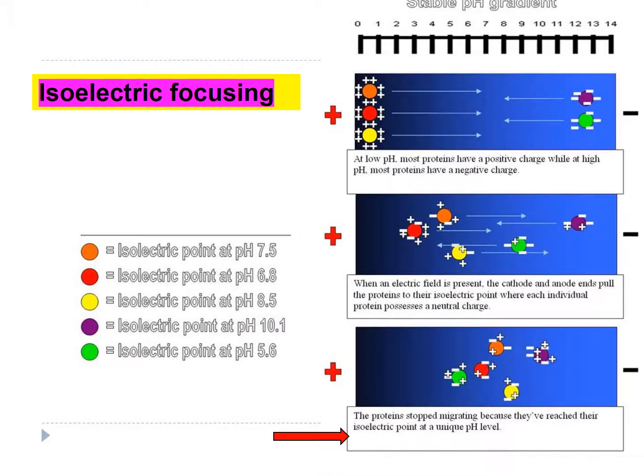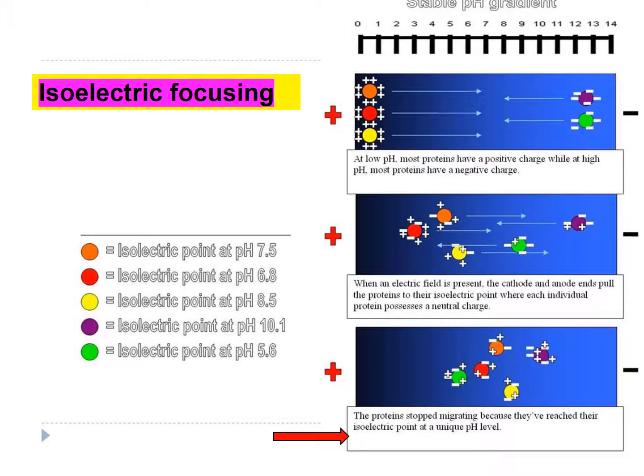So here's isoelectric focusing, looking at these 5 different proteins in color, and you apply an electrical force across a pH gradient. The strips have a pH gradient from high pH, pH 14, to low, from very basic to very acidic. At low pH, most proteins have a positive charge, while at high pH, most proteins have a negative charge. So at the extremes, these are positively charged, this is negative.